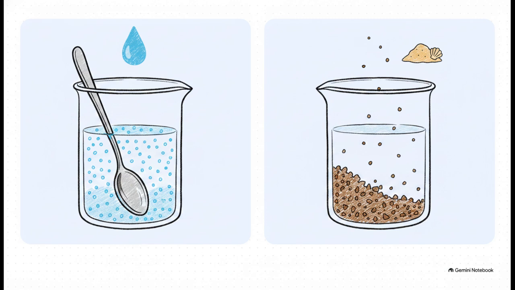On the flip side, we have heterogeneous mixtures. Imagine stirring a handful of sand into a glass of water. The composition is totally non-uniform. It's chunky and you can easily see the separate sand particles just settling out at the bottom.